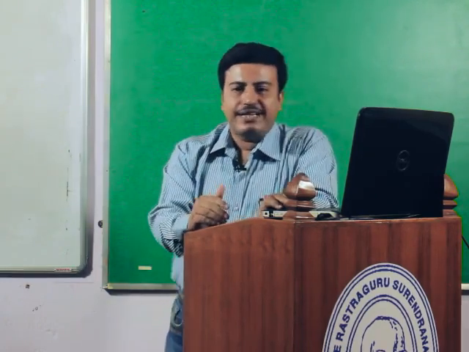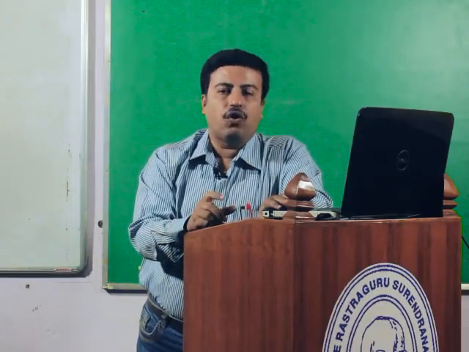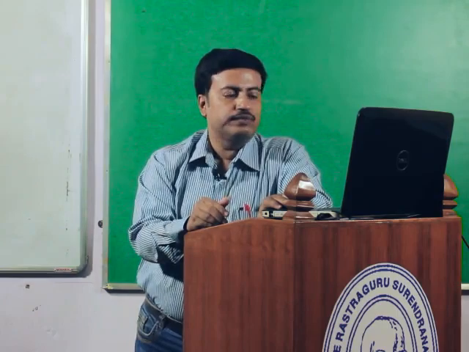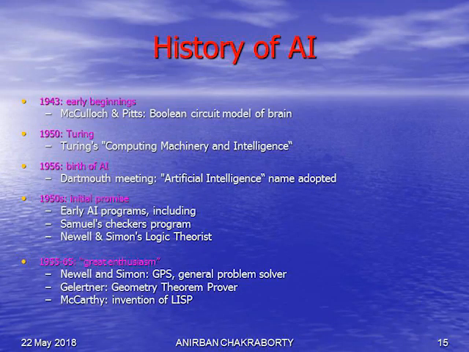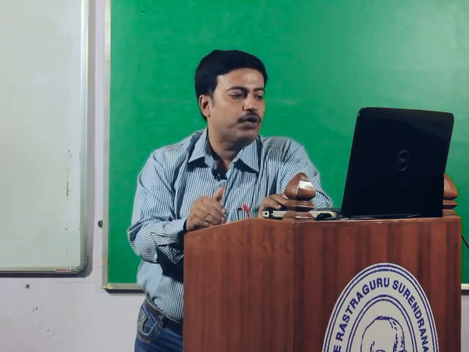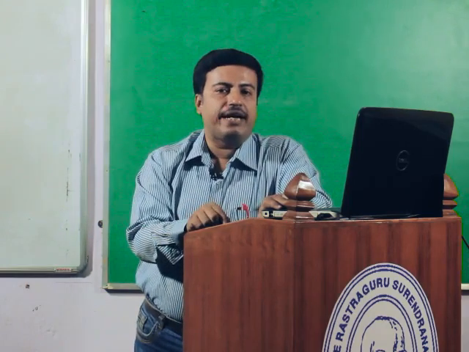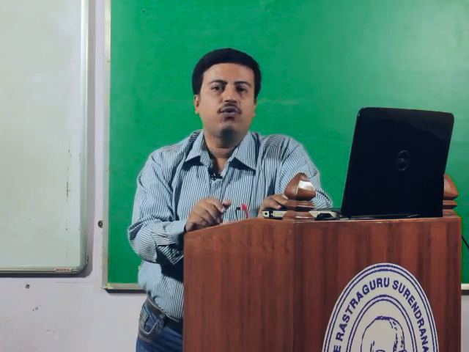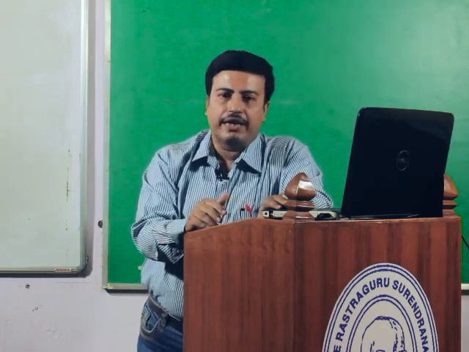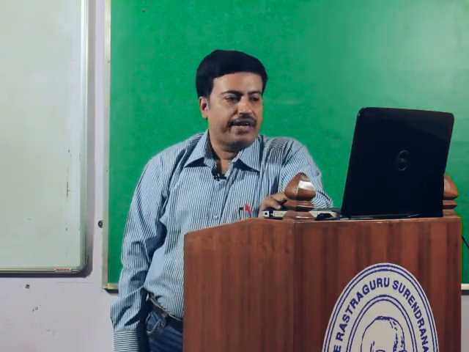So, in 1943, first, the McCulloch-Pitts model was a simulation of the human neurons. Next, in 1950, Turing gave the idea of the Turing test to judge whether a machine is artificially intelligent or not. In the years 1955 to 1965, we got a very good improvement in the field of AI, because in this stage the language Lisp was invented.